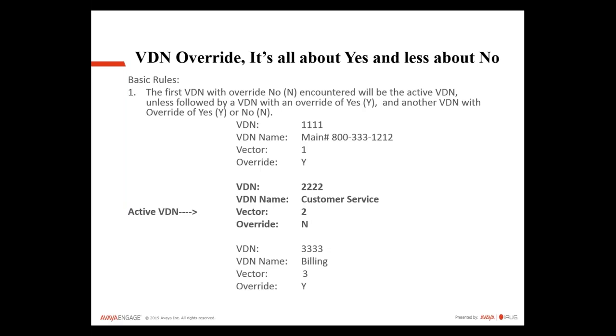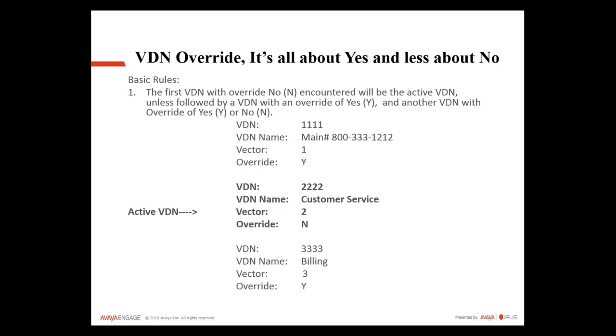So in the example we're looking at here, the first VDN is the main VDN, and it has the override set to yes. And then the second VDN, which is customer service, will say, hey, main VDN, can I override you? Main is set to yes. So now customer service becomes in charge, or becomes the active VDN. Then all of the information on the customer service VDN will be applied to the call. So in here, the call came in with any of the information that we had seen on the previous screen, and now the customer service VDN will override that.